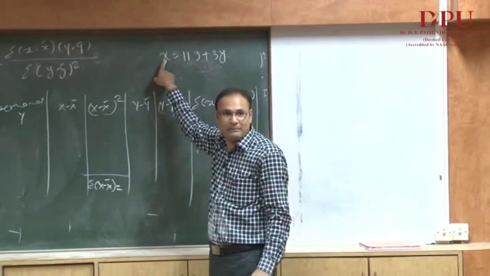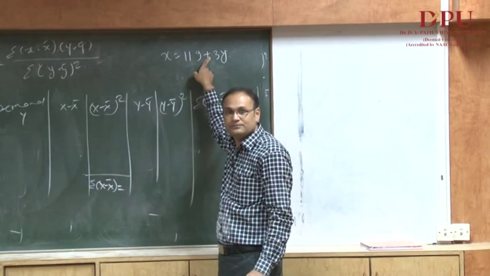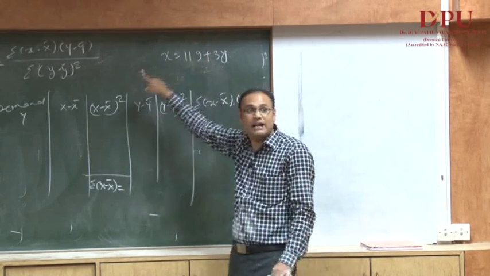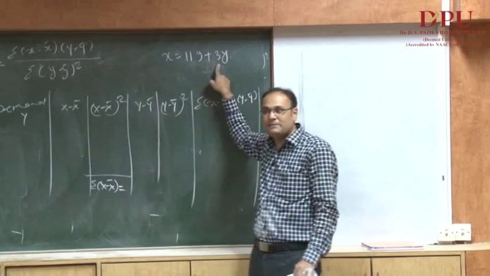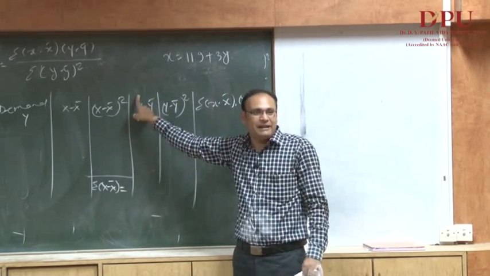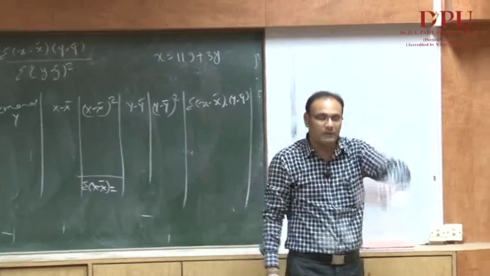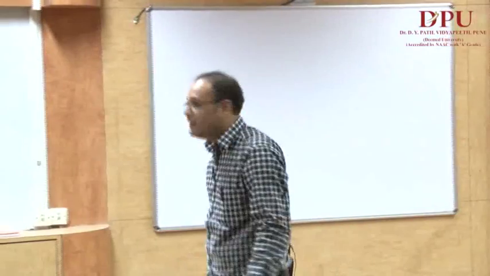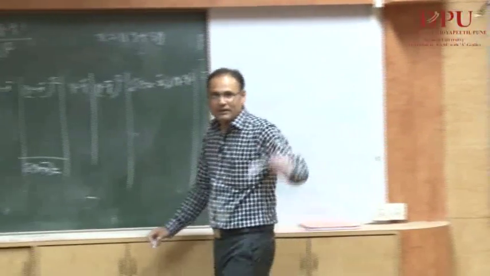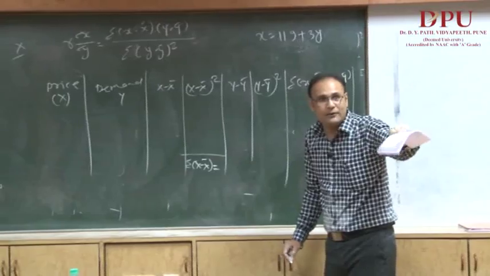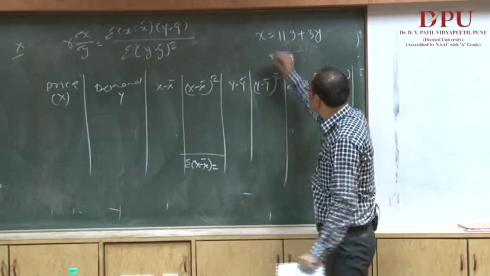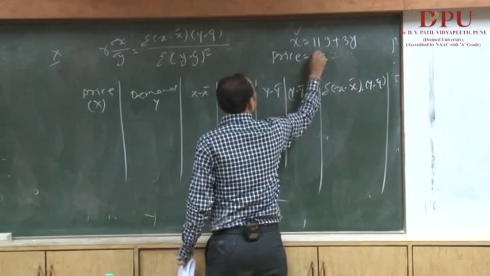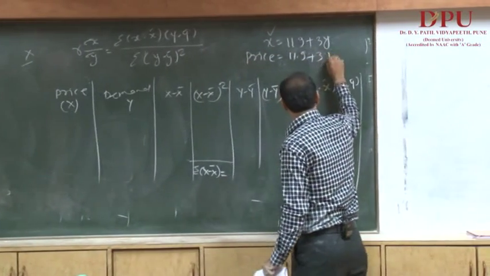What is the meaning? x is my price, and y is what? Demand means whatever y can vary, my demand can vary. The x is going to be varying. Am I right? So y becomes the independent variable, and x becomes the dependent variable. Now, sometimes in books or in your question papers, calculate the price when the demand is so and so. Now this is my price. Again, my equation, can I write like this? Price equals 11.9 plus 3 into my demand.